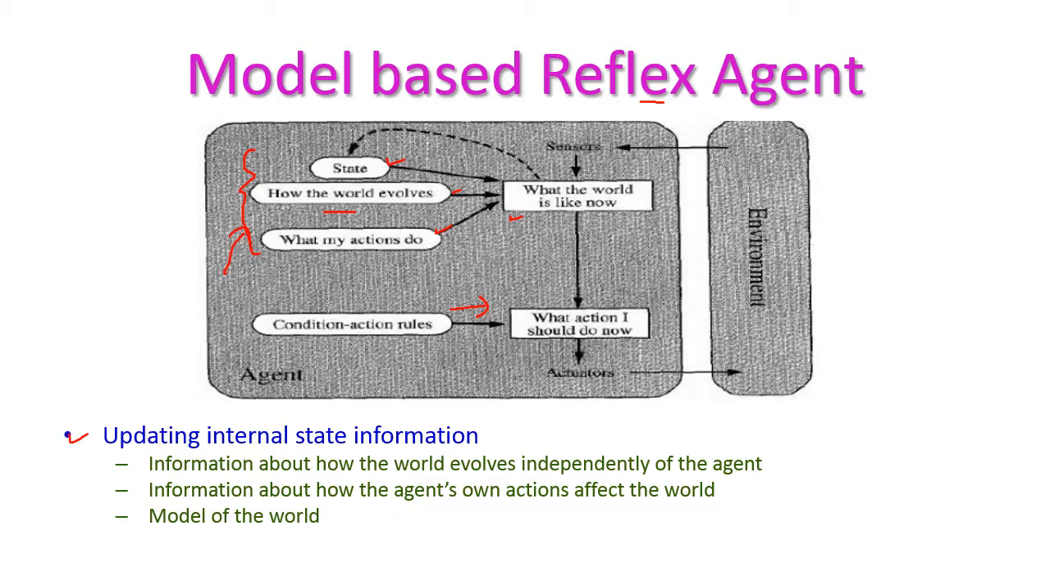That is updating the internal state information, that is the information about how the world evolves independently of the agent. Without the agent, how the environment will be, that is all the states of the environment will be stored there, and the information about how the agent's own actions affect the world. We have a list of actions, and for all the actions how the environment will be affected, and the model of the world. All this information will be there in this model based reflex agent.